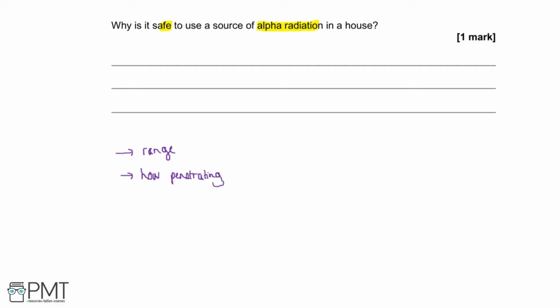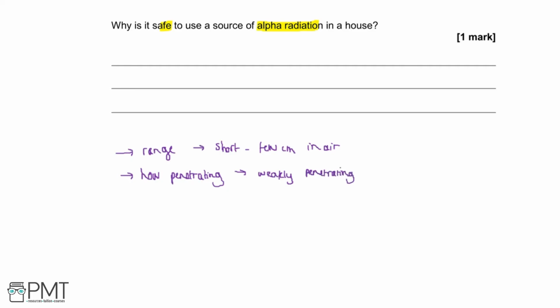So for alpha radiation, its range is very short, it's only a few centimetres in air. And how penetrating it is: it is only weakly penetrating. It's the radiation that we need to know at GCSE that it's the weakest at penetrating substances.